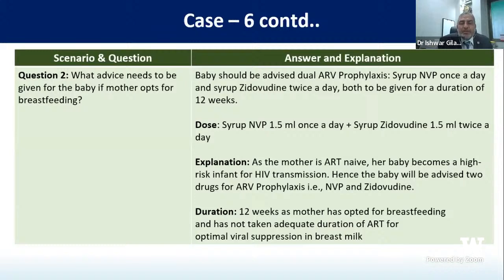Explanation: as the mother is ART naive, her baby becomes a high-risk infant for HIV transmission, as the baby will be advised two drugs for ARV prophylaxis, that is nevirapine and zidovudine. And duration will be 12 weeks because mother opted for breastfeeding. So if you understand the previous context properly, I think all these kinds of scenarios you can answer yourself. If it was a face-to-face meeting, we would not have shown you all these things, would have asked you questions. Next slide, please.